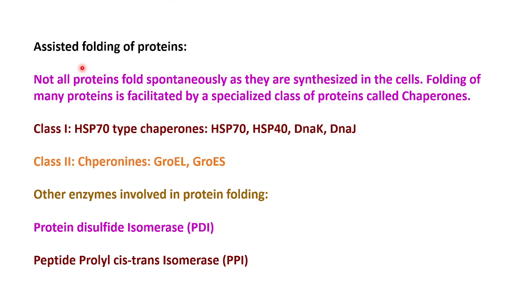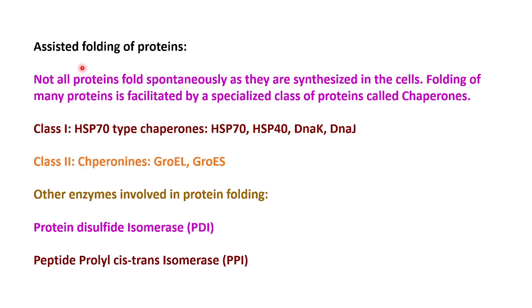So what is assisted folding of proteins? Not all proteins fold spontaneously as they are synthesized in the cells. Folding of many proteins is facilitated by a specialized class of proteins called chaperones. Chaperones are heat shock proteins, so HSP70 type chaperones.